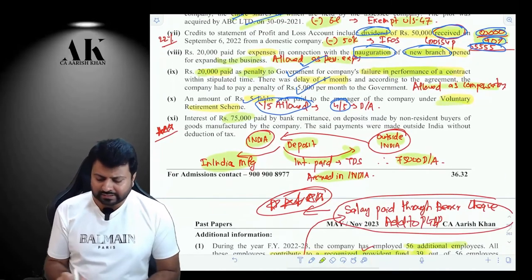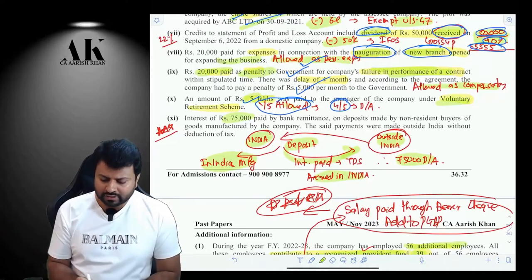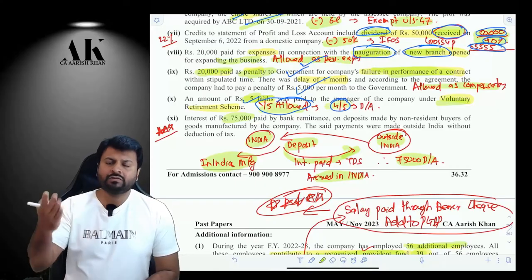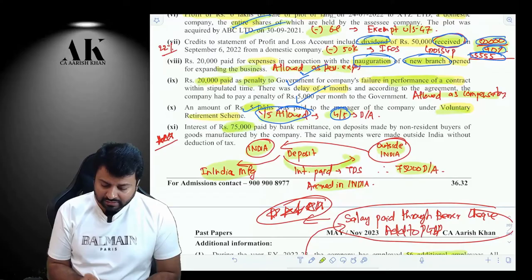Next, you are incurring some VRS expenditure of 5 lakhs. It will not be allowed in one shot. It will be allowed in 5 installments. So 1/5 will be allowed and 4/5 will be disallowed. It will be allowed in the subsequent years. Next, you are making some payment of 75,000 to bank.